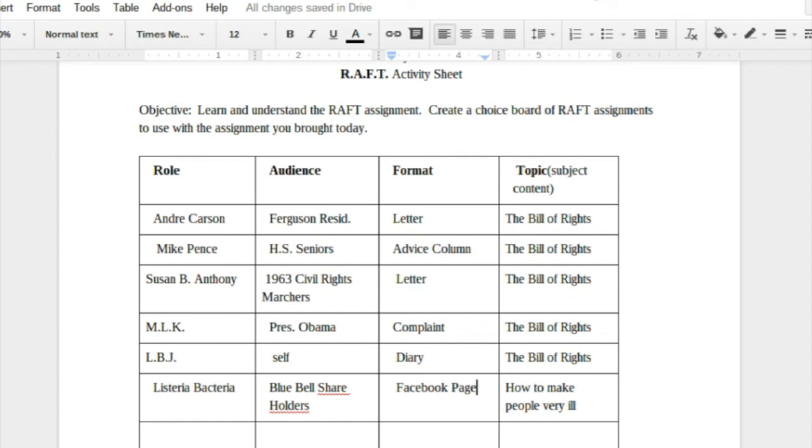And then the last one, kind of interesting in the news: Listeria bacteria. This would be a science one. Blue Bell shareholders would be the audience. The format would be a Facebook page. So you can actually get into some other electronic, non-traditional formats, right? And then the topic: how to make people very ill.